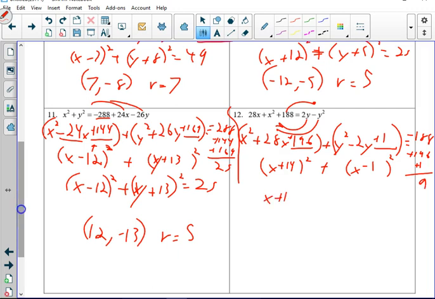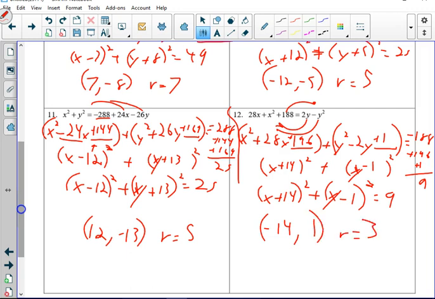So I end up with x plus 14 squared plus, again, y, sorry, minus 1 squared equals 9. So my center is at negative 14, comma 1, and my radius is 3. That's it for this section.